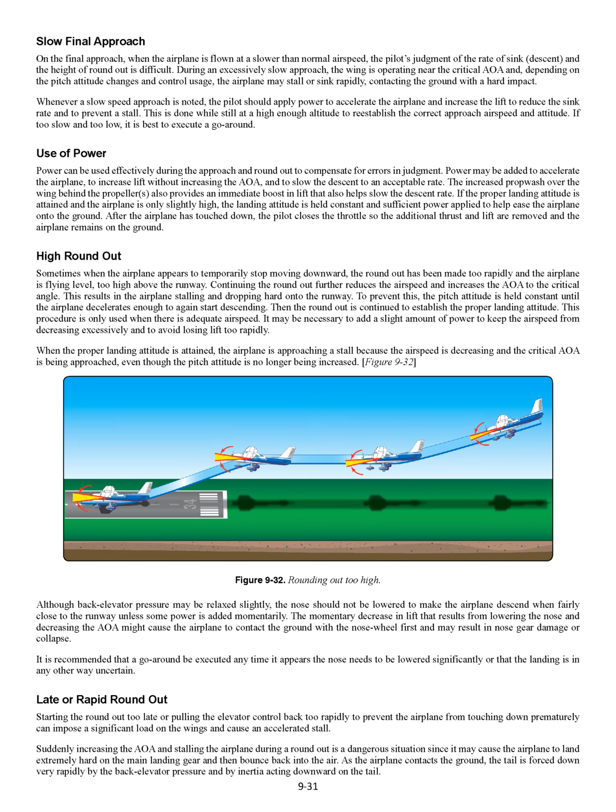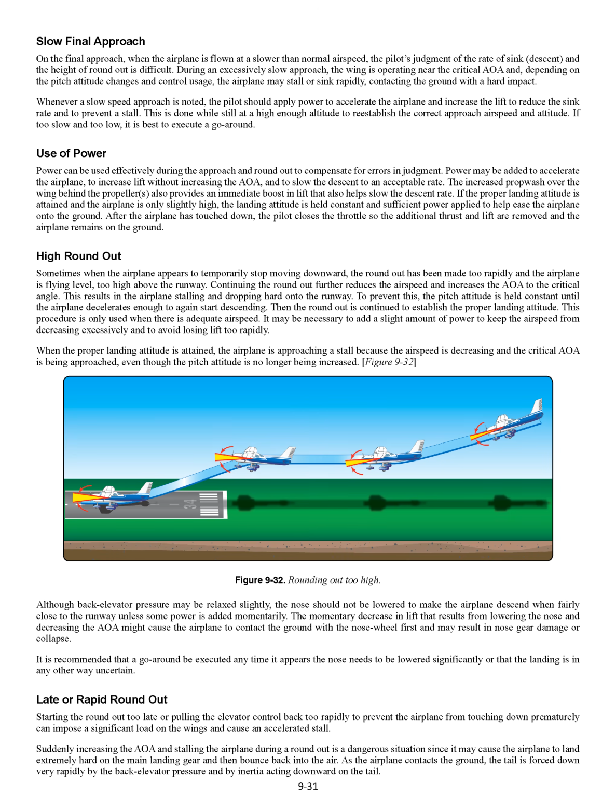Whenever a slow speed approach is noted, the pilot should apply power to accelerate the airplane and increase the lift to reduce the sink rate and to prevent a stall. This is done while still at a high enough altitude to re-establish the correct approach airspeed and attitude. If too slow and too low, it is best to execute a go-around.